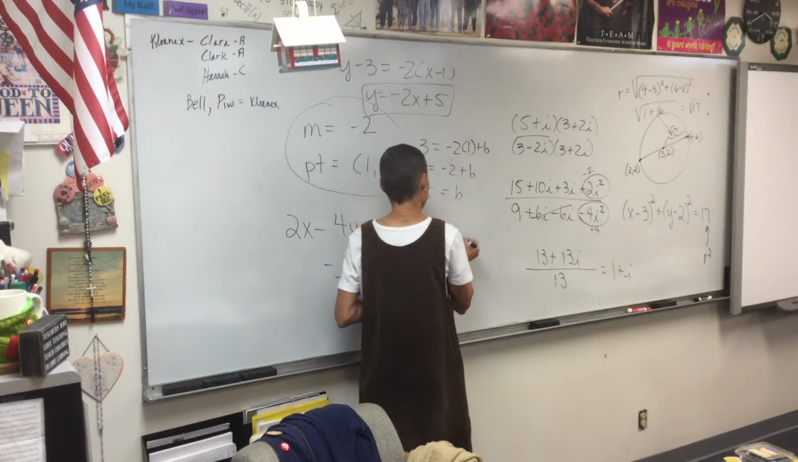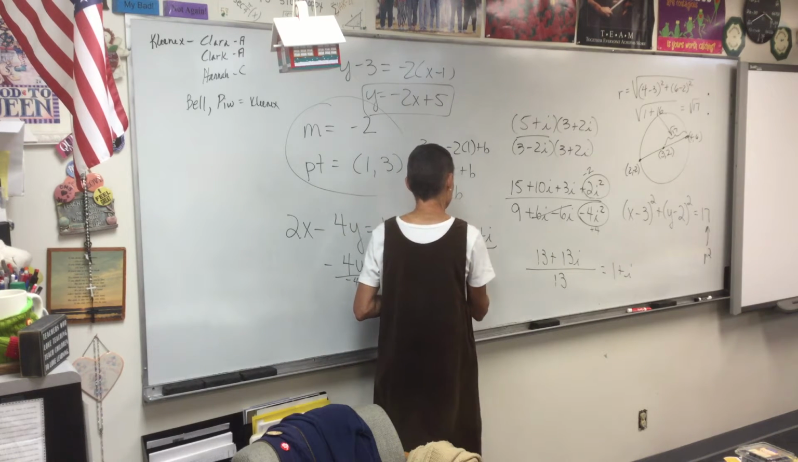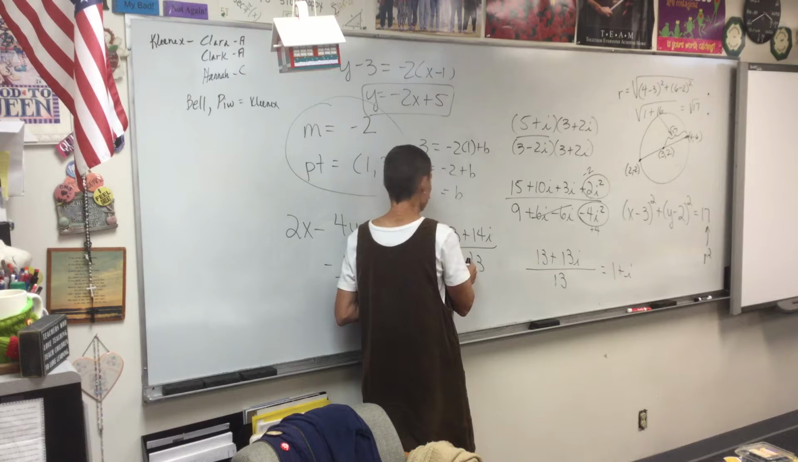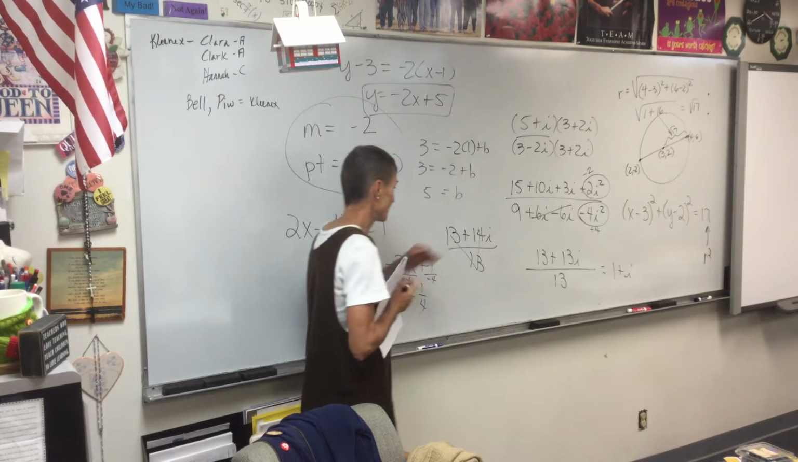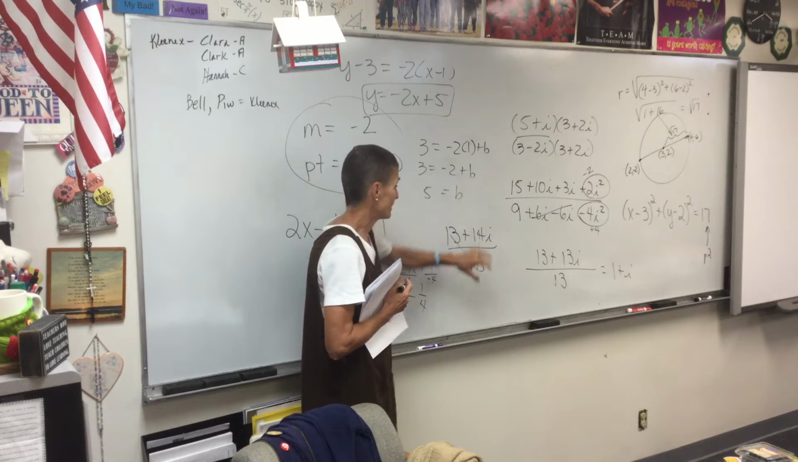Remember, if it had come out this way, even though these are both 13s, you cannot cancel. You have to be able to cancel in all 3 spots. This would be done. You wouldn't be able to do anything with that.